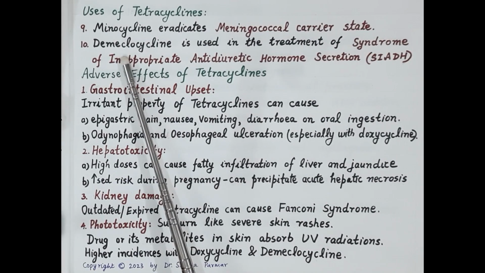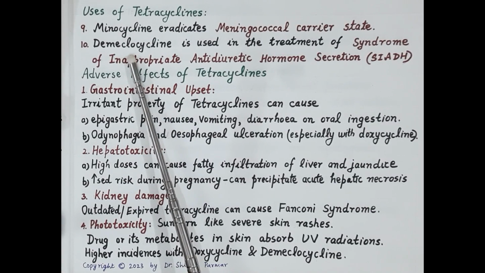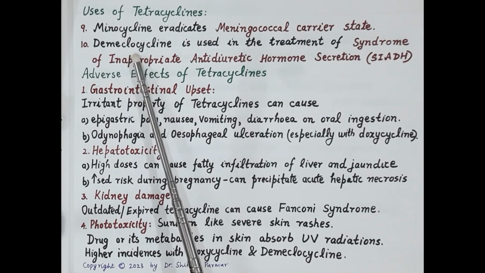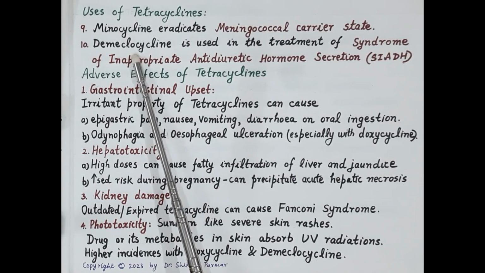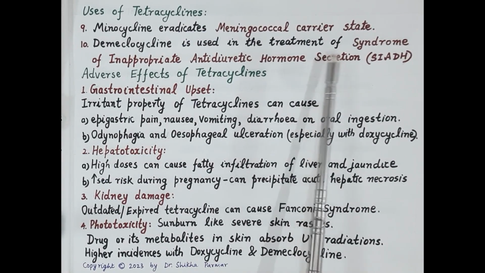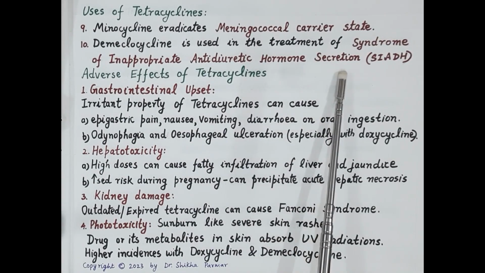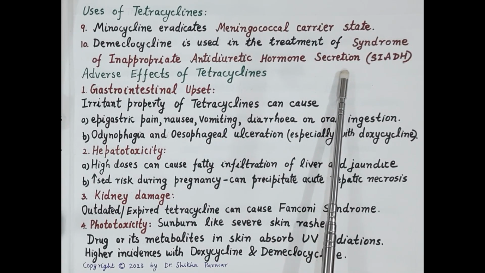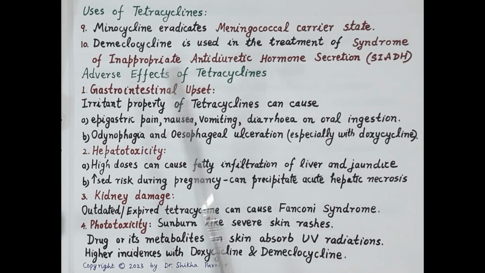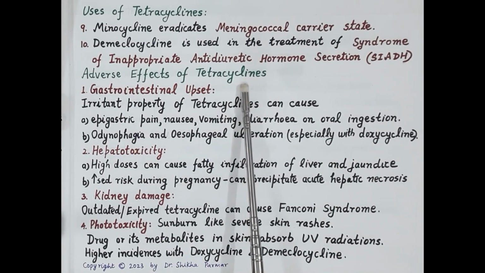Now, in addition to this, demeclocycline is the tetracycline that antagonizes antidiuretic hormone. So, demeclocycline antagonizes ADH action, and thus it is used in the treatment of syndrome of inappropriate antidiuretic hormone secretion. So, these are the indications of tetracyclines where tetracycline is still preferred and used. Now, let's understand adverse effects of tetracyclines.